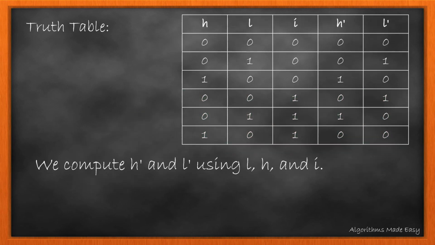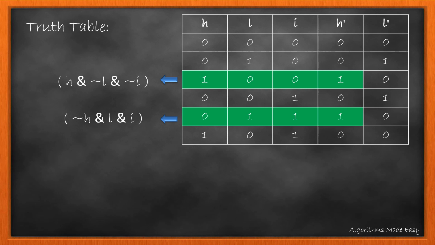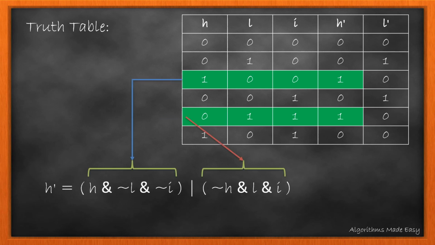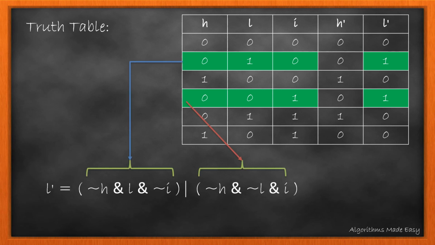Now we will convert it into expressions for both H dash and L dash. We will be using 4 operation symbols here: AND, OR, negation and XOR. If we compute the expression for H dash, we get 2 expressions from the table. When we combine both with OR, we get this. Similarly for L dash, we get 2 expressions from where the value is 1 for L dash. We get this when we combine both.